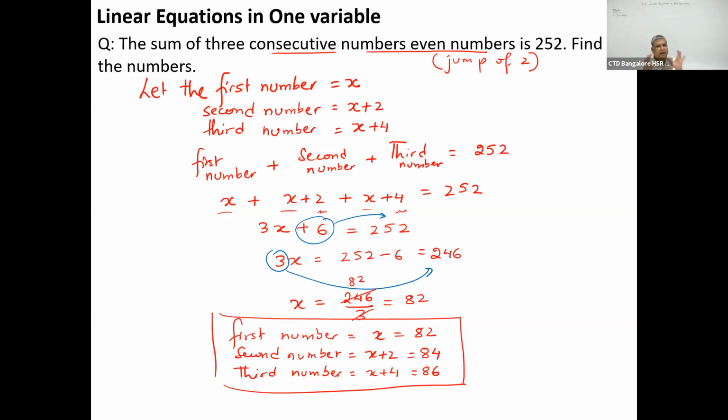Okay, on the same lines, this is even numbers. Even numbers are what? Multiples of 2. If you are given consecutive numbers which are multiples of any other number, let's say multiples of 5, then every number will jump by 5. Multiple of 5 means what? Table of 5. So 5 ones are 5, 5 twos are 10, 5 threes are 15. So if you see 5, 10, 15, everything is a jump of 5. Likewise, if you are given consecutive numbers which are multiples of anything, then every other number will jump by that number. So let's take another example and see what I mean by that.